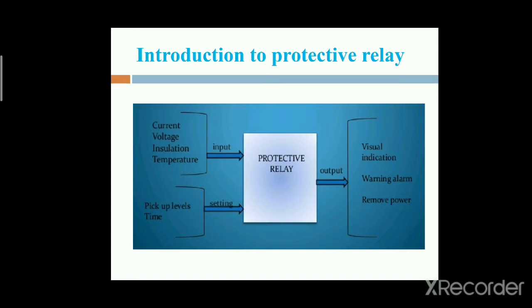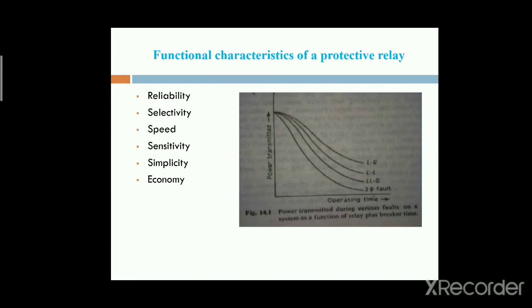Visual indication or the warning alarm is the output for that relay, and the input is the voltage, current and temperature. This is the basic diagram and basic elements for the protective relays: sensing element, comparing element, controlling element. Those three are the basic elements in the case of protective relays. That is the overall introduction to the protective relays.